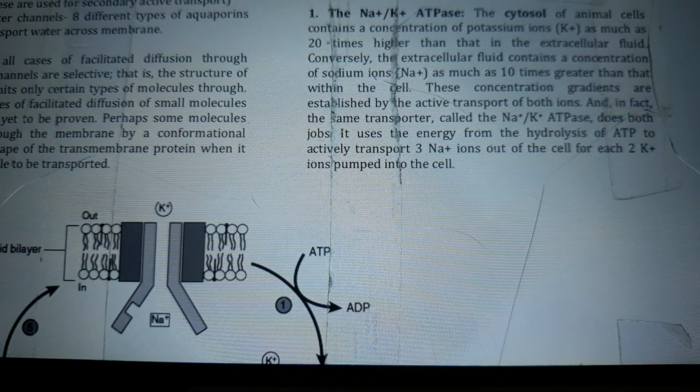Direct active transport. 1. The sodium-potassium ATPase. The cytosol of animal cells contains a concentration of potassium ions, K+, as much as 20 times higher than that in the extracellular fluid. Conversely, the extracellular fluid contains a concentration of sodium ions, Na+, as much as 10 times greater than that within the cell. These concentration gradients are established by the active transport of both ions. In fact, the same transporter, called the sodium-potassium ATPase, does both jobs. It uses the energy from the hydrolysis of ATP to actively transport 3 sodium ions out of the cell for each 2 potassium ions pumped into the cell.